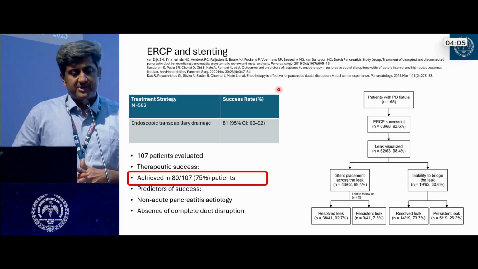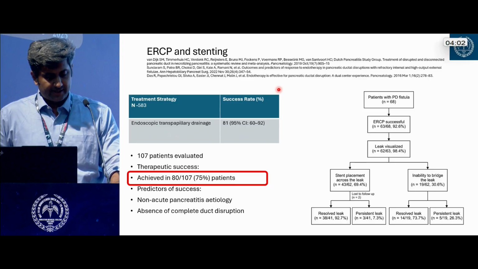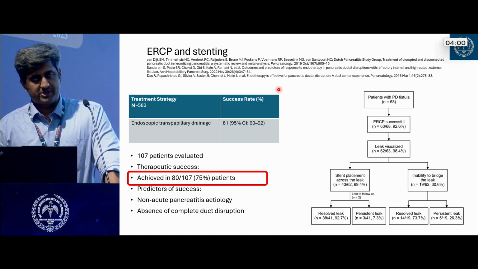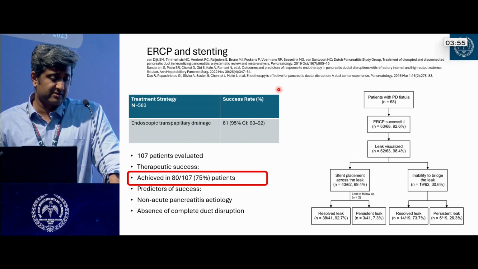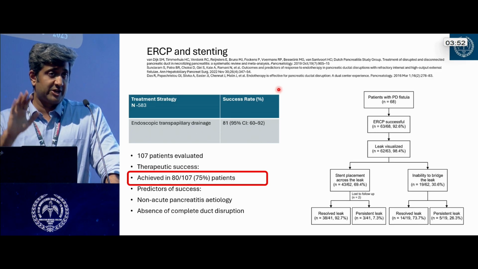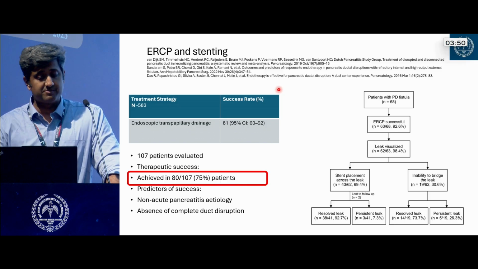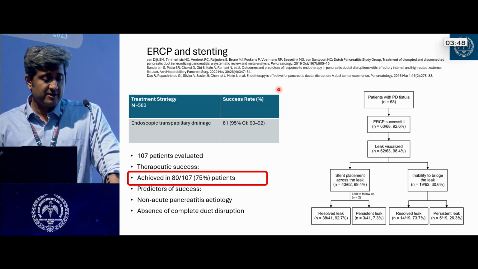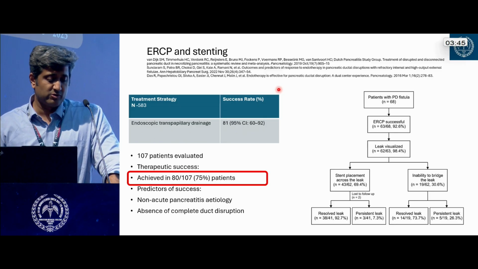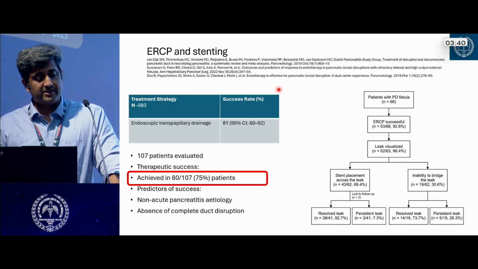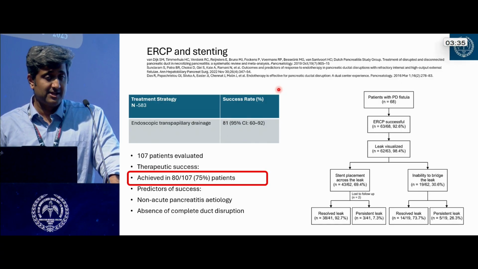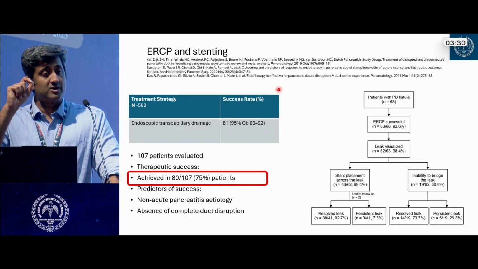So what about ERCP and stenting? Really nice information. If you have a disruption, there is a meta-analysis that says that endoscopic transpapillary drainage is adequate, works up to 80% of the time, a large meta-analysis. This is for disruption. And there's a series from the US of 107 patients with a fistula, and it says that they successfully treated these patients 75% of the time. Obviously, success is greater if it's a non-acute pancreatitis setting and if the duct disruption is not complete.